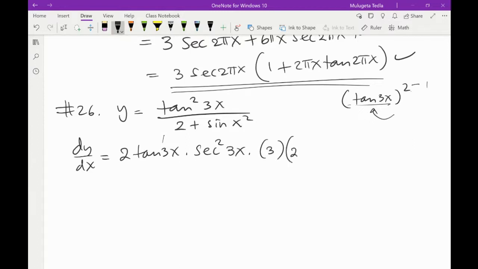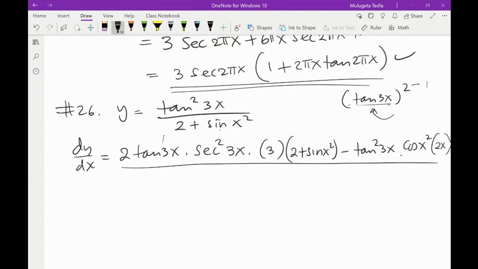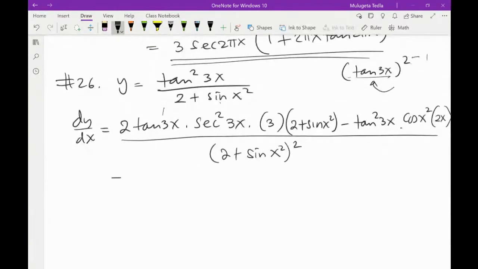Times the denominator minus the top times the derivative of the denominator, which is the derivative of 2 is 0, the derivative of sine is cosine of x squared, times the derivative of the angle, which is 2x, over 2 plus sine of x squared, the whole square. This is a little bit lengthy.